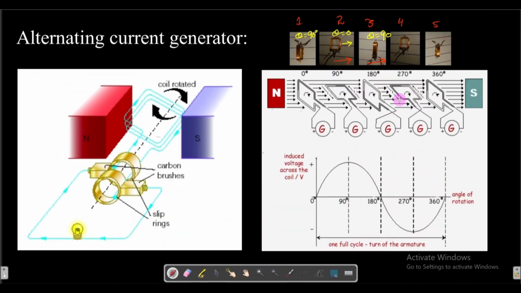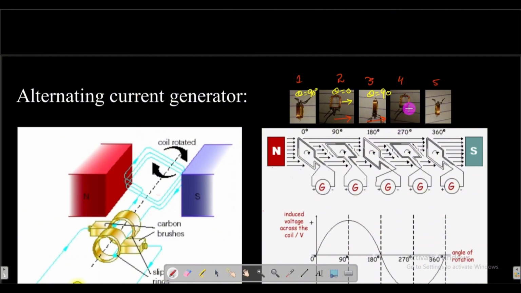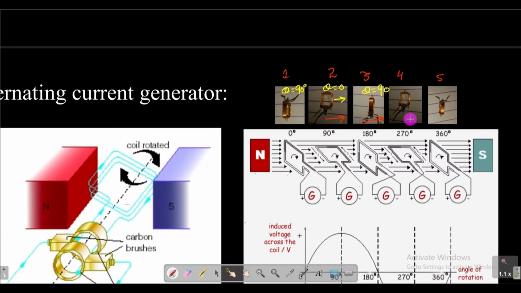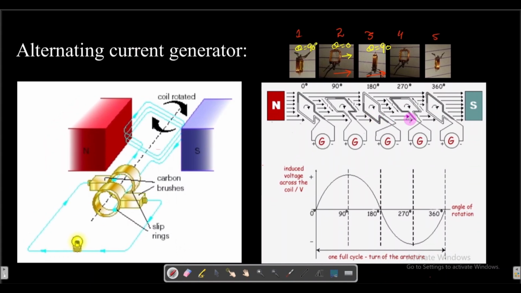Now for the fourth position, the coil is again horizontal. So the coil is horizontal, and on this side of the coil we will have some area, and the direction of the area on this side of the coil is from left to right, and here the direction of the external magnetic field is also from left to right. So in this case, the angle theta is equal to 0.